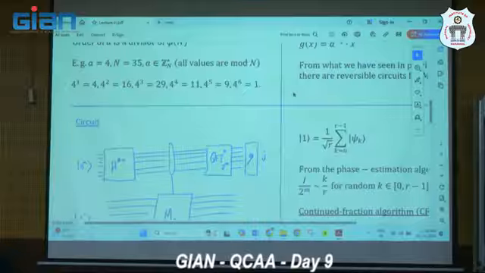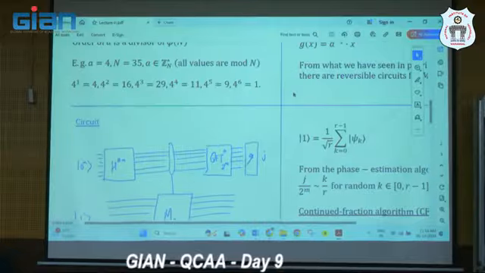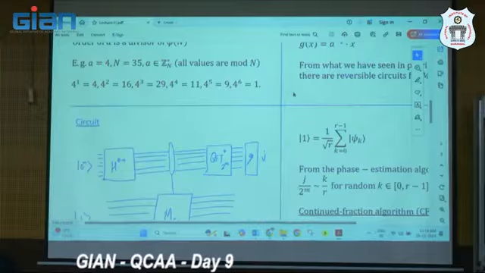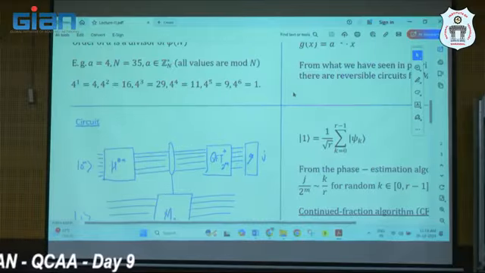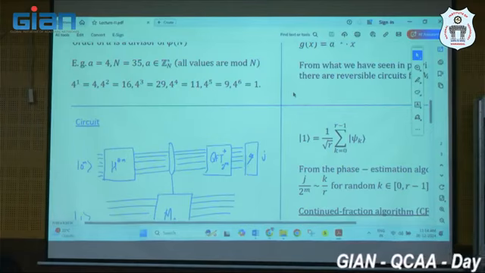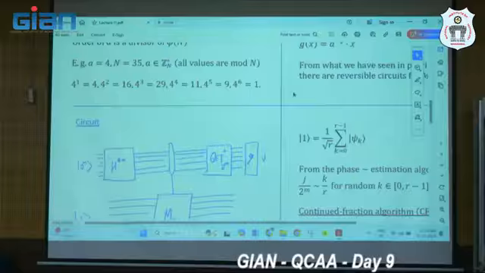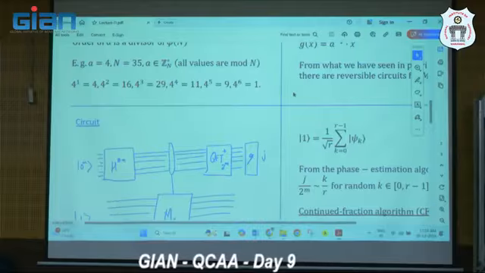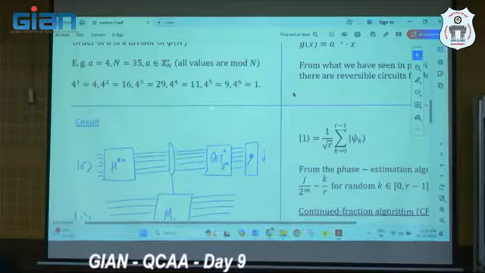Four to the power 5 mod 35 is 9. 9 is correct. Then 4 to the power 6 mod 35. Now you can do 9 times 4, the same thing, right? Because you already got this 9. Now multiply by 4. 9 times 4 is 36. Mod 35 is?